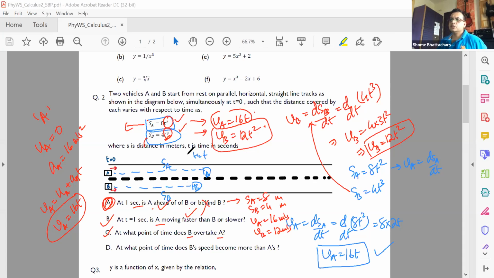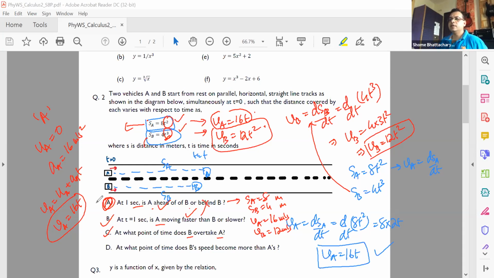For example, at a much later time, like 100 seconds, B's displacement will have an order of magnitude of 100 to the power 3, so that will be 10 raised to the power 6, whereas A's displacement will only have an order of magnitude of 10 raised to the power 4. So B is so much ahead, literally infinitely ahead compared to A. So eventually we know that B is going to be ahead.